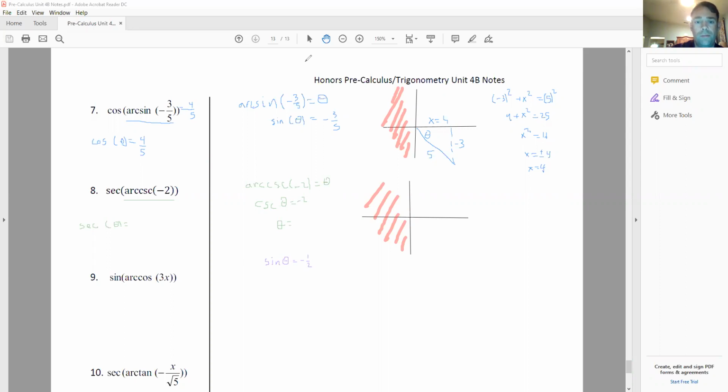Where would that fall? Down here in quadrant 4, and that's going to be a -π/6. So what I'm really asking here is, what is secant, friends, of -π/6? And that would be the reciprocal of cosine. So this is going to end up being 2√3/3.